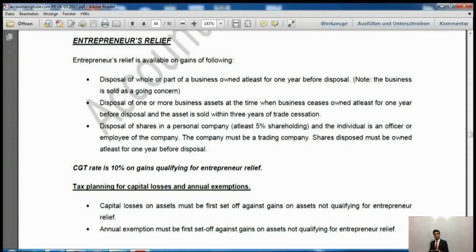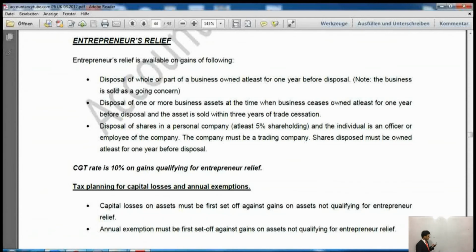Now if I am eligible for entrepreneur relief, the tax which I will pay will be 10%, which is a reduced rate. How much am I saving? If I am a basic rate band payer, I am saving at the rate of 8%, because I should have paid 18%, whereas I am paying 10%, so I am saving 8%. If my capital gains are in the higher rate band, then how much am I saving? I am saving at the rate of 18%. How? Because I should have paid 28%, but I am actually paying 10%, so I am saving 18%. So that is very, very important, especially from a planning point of view.